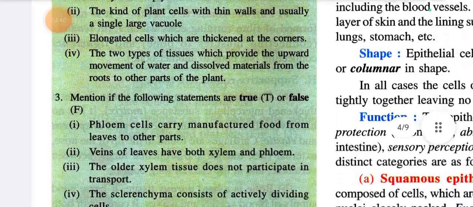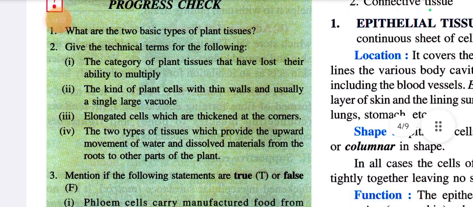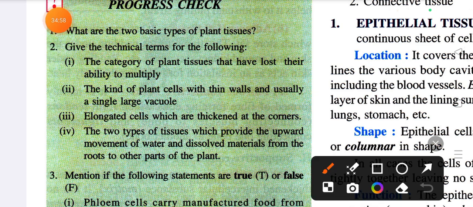Progress check. Now here are some questions. Let's try to answer them. What are the two basic types of plant tissue? The two basic types of plant tissue are meristematic tissue and permanent tissue. Give technical terms for the following: the category of plant tissue that has lost its ability to multiply, that is permanent tissue. Kind of plant cell with thin cell walls, usually a single large vacuole: parenchyma.